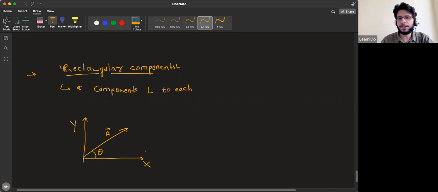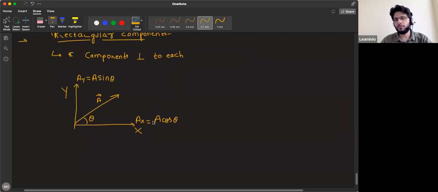So when you break this A into two directions, the part of vector A along x-axis is AX. The part of vector A along y-axis is AY. We call them components. So the component of A along x-axis is AX. The component of A along y-axis is AY. We call AX as A cos theta. We call AY as A sin theta. This is what we call rectangular components.